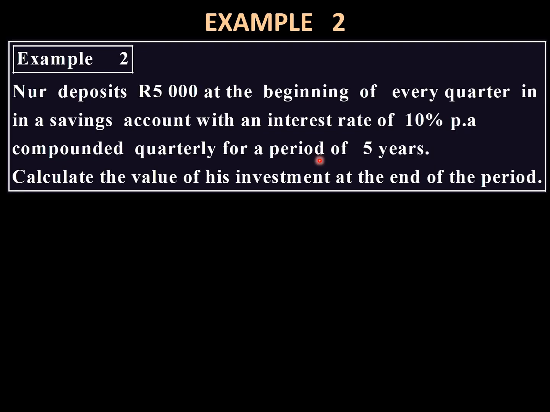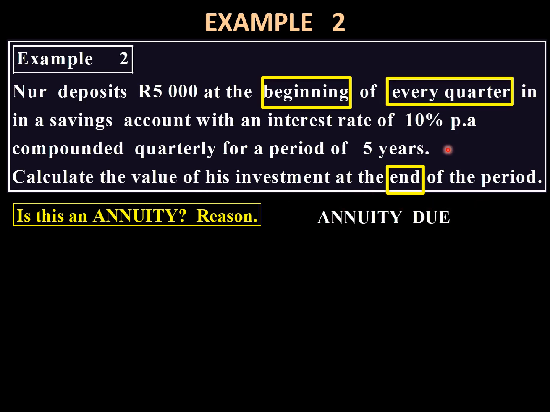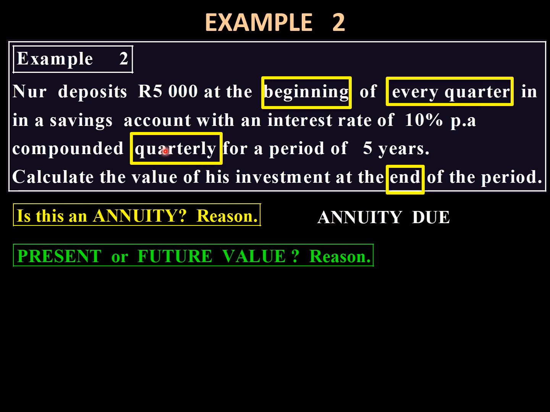Now let's look at our second example. Remember, we always have to read it carefully. Now, is this an annuity? Why is it an annuity? It's an annuity due. Why is it an annuity due? See, the deposits are made at the beginning, so it's important that you read carefully. Beginning tells me it's an annuity due. Then we want to find the value at the end of the period. That's going to tell us something. And it's every quarter we have to match. We see it's quarterly, so every quarter matches with quarterly.